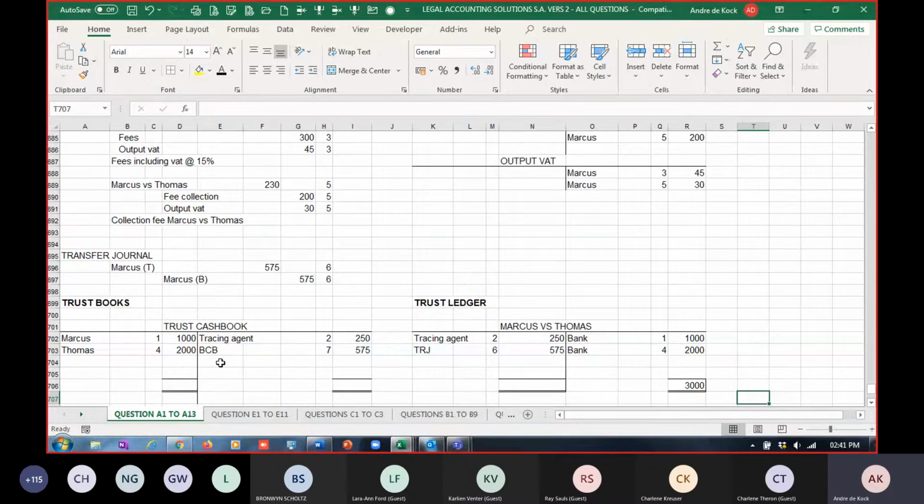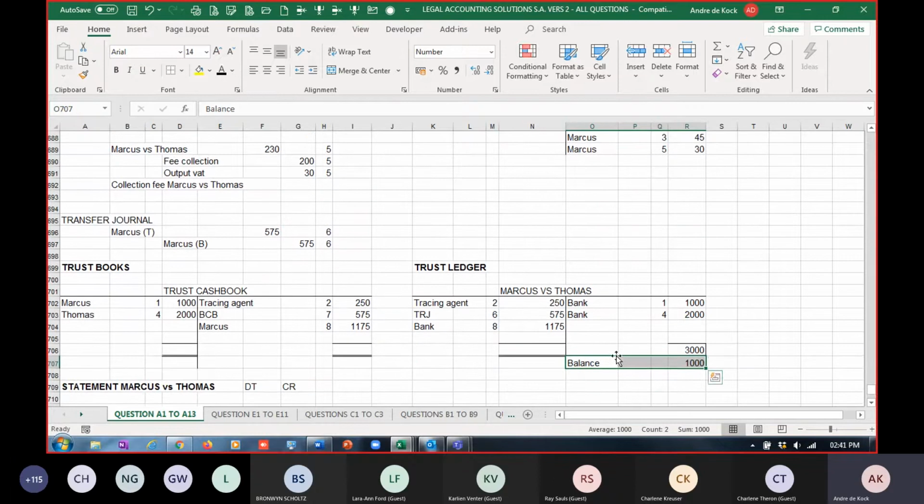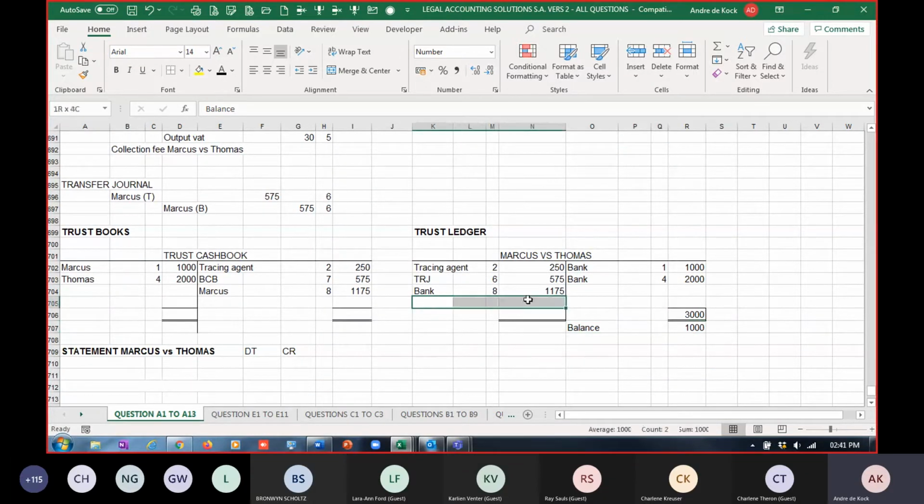Then I come and write up the books. And in the books, did money go through the bank? Yes, it went out. So I credit the cash book with 1,175 and I debit Marcus with 1,175. Now, if I add this lot up here, it adds up to 2,000 and 3,000. So what's the balance on his account? I write it in here, 1,000. And then to check my calculations, I write that balance over here, 1,000, and then I add these up and I see it comes to 3,000.